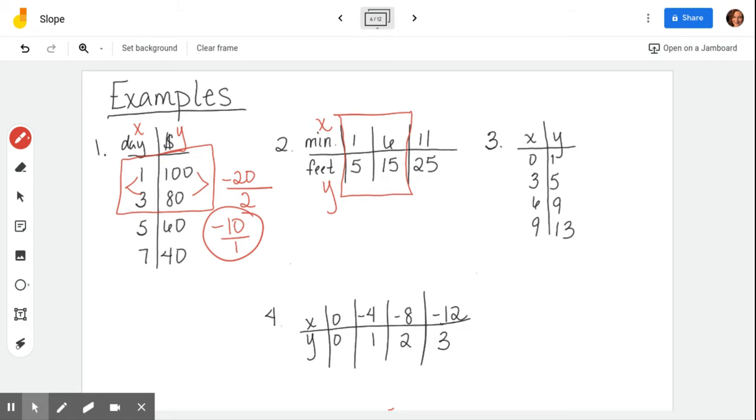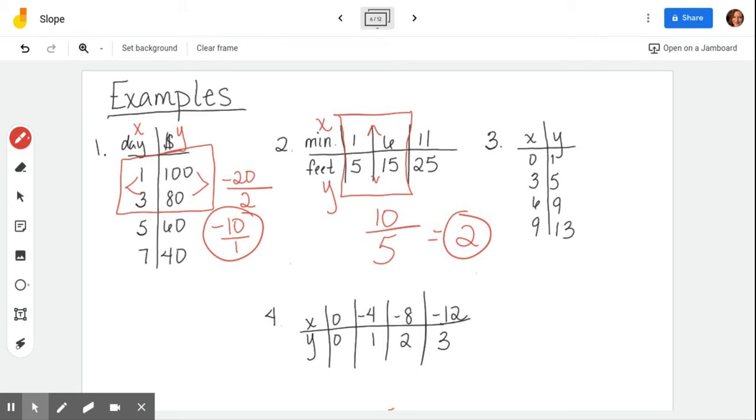To get from 5 to 15, that takes 10 moves in a positive direction. So 10 goes on top. On my X's, to get from 1 to 6, that takes 5 moves. So 5 goes on bottom. And then you need to reduce. You can call that 2 over 1 or just call it 2.